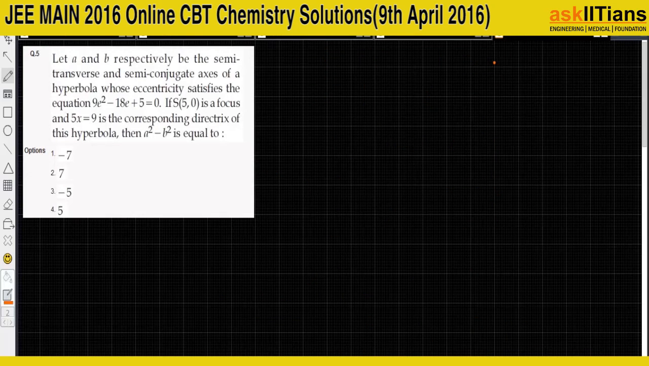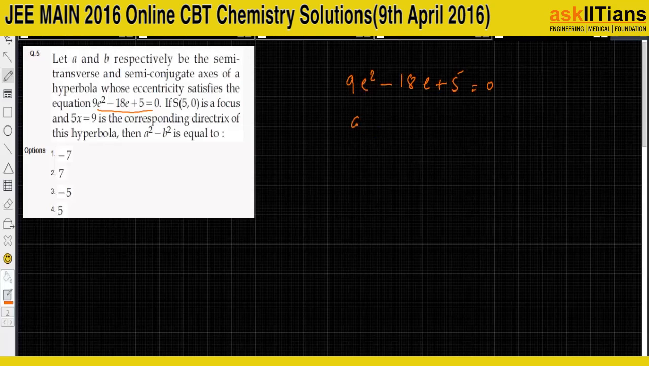Question number 5 says that a and b respectively are the semi-transverse and semi-conjugate axes of a hyperbola whose eccentricity satisfies this equation. So we can directly find out the eccentricity from here. It's a normal question of hyperbola, a very easy question. This question you can't afford to miss in the exam, right? If you are missing out this question, then it's very bad.